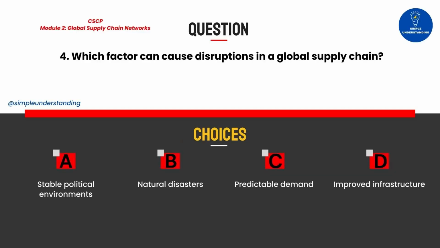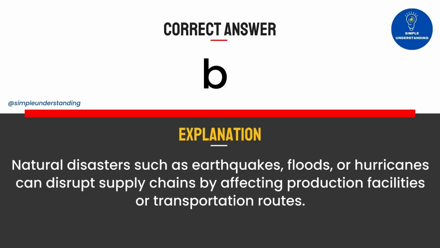4. Which factor can cause disruptions in a global supply chain? A. Stable political environments. B. Natural disasters. C. Predictable demand. D. Improved infrastructure. Correct answer B. Explanation. Natural disasters such as earthquakes, floods, or hurricanes can disrupt supply chains by affecting production facilities or transportation routes.